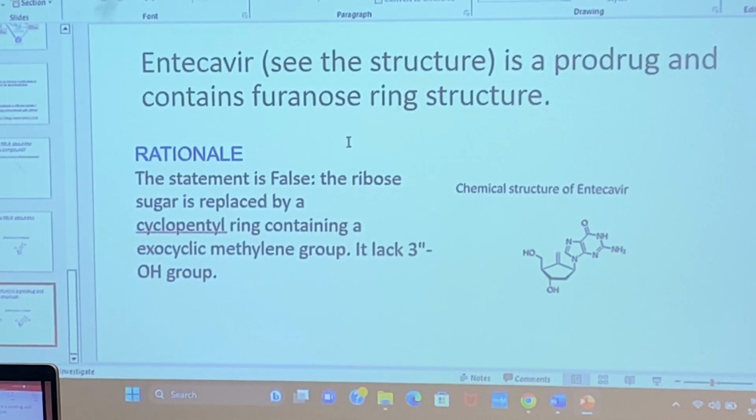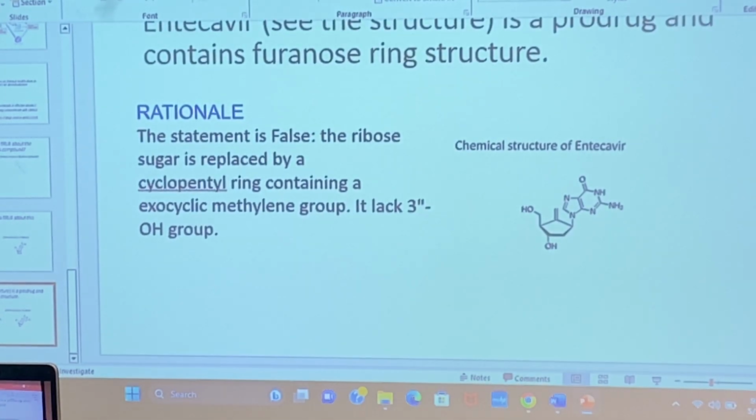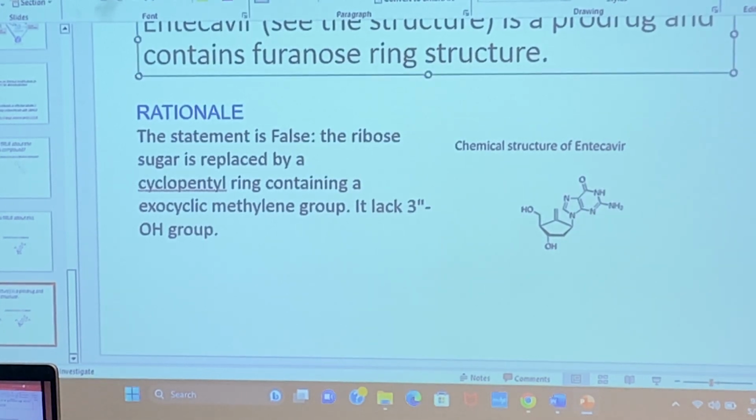Dr. Shivachar, during the lecture, you just said the furanose ring is replaced. It is a prodrug because it requires metabolism. Look into this slide. It requires metabolism to get converted into a nucleotide. Therefore, I could not give any points on this.